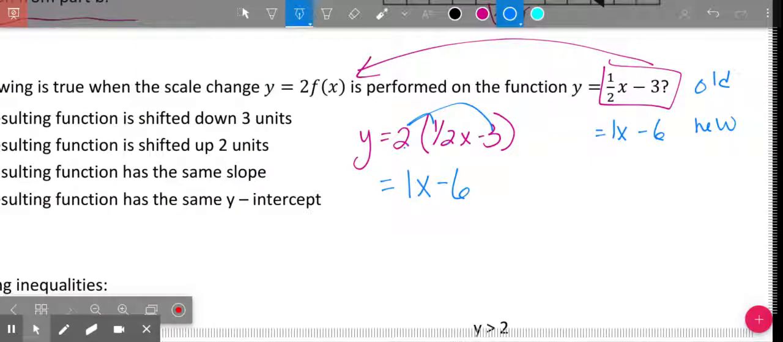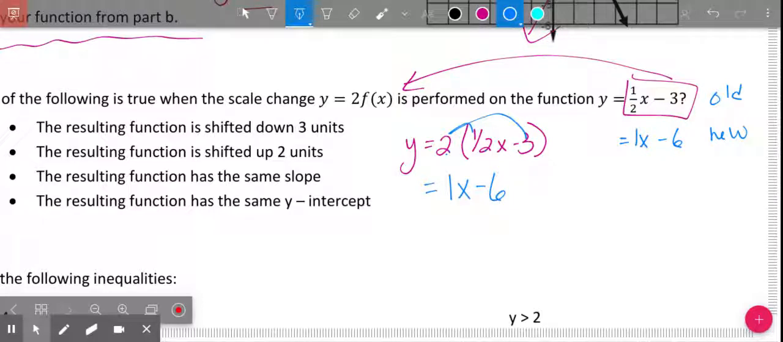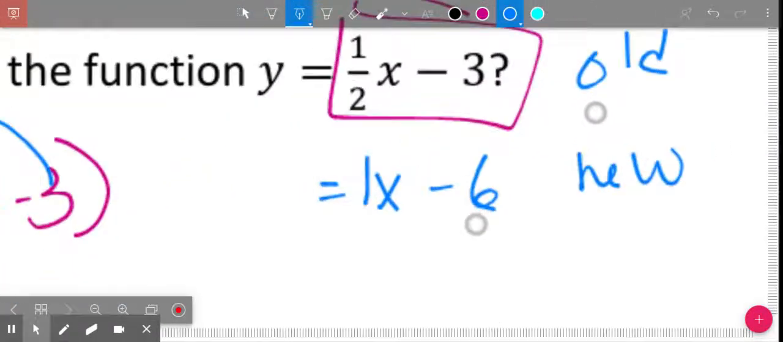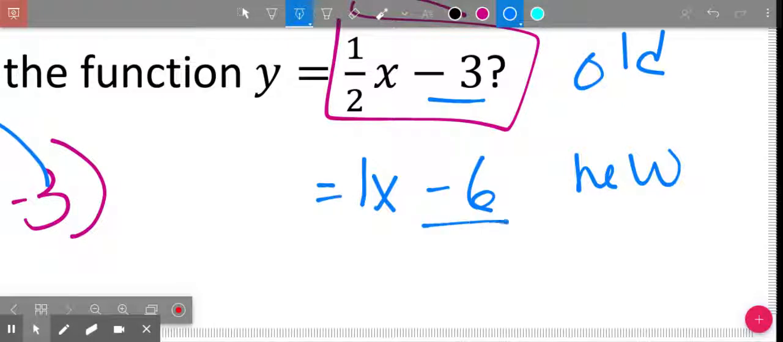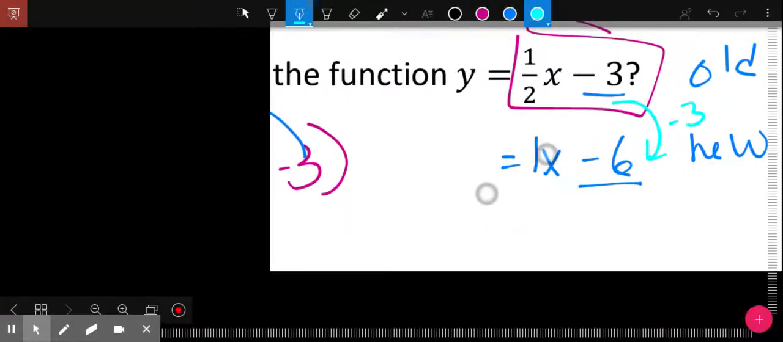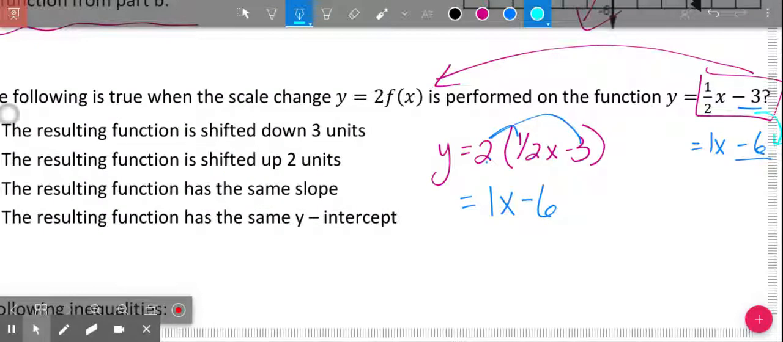Okay, so now we're going to figure out which one of these is true. So the first one says the resulting function is shifted down 3 units. Well, if I look at this, I went from negative 3 to negative 6. How did I go from negative 3 to negative 6? I subtracted 3, so I went down 3 units. Well, that right there is our first option. Normally, I don't mean to make it the first one, but I did today, so that's okay. Let's just check the other ones just to make sure.